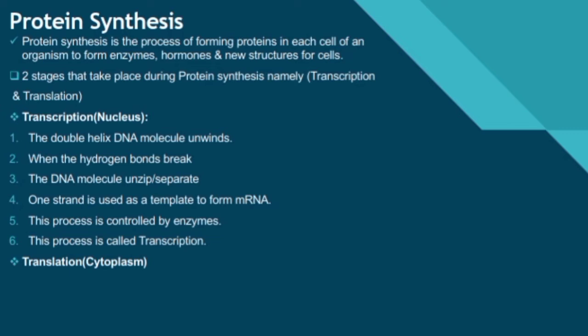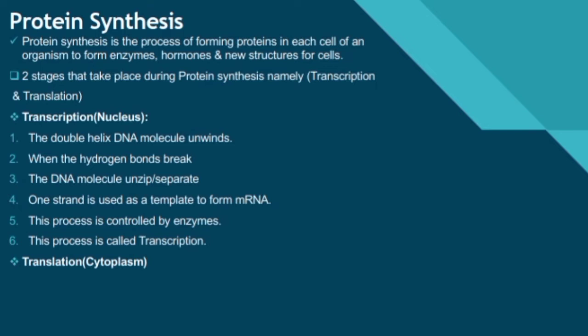And then one strand is used as a template to form messenger RNA. Remember, we have a strand and we have a complementary strand, right? The complementary strand is the one that forms a template, right? This process is controlled by enzymes, and this process is called transcription. Every time you explain transcription, you must end with, this process is called transcription, or start with it. That's a compulsory mark. They start by marking it, and then they review the other work that you wrote, right? So you must always start or end with, this process is called transcription.